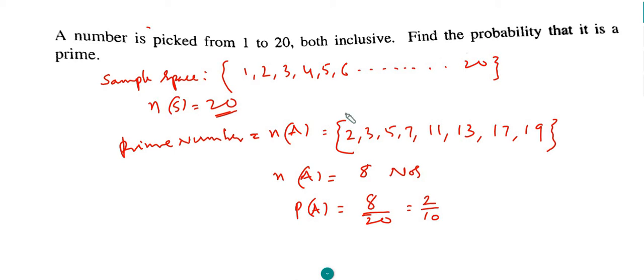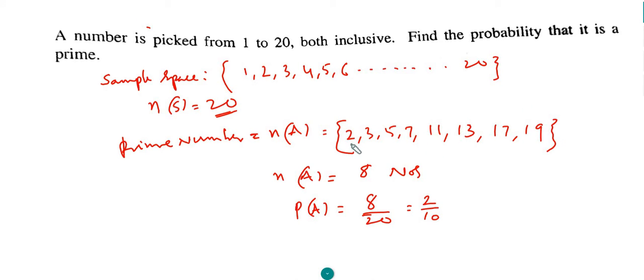We know what a prime number is. A prime number must be a number that is divisible by 1 and itself only. That means there should be only two divisors for the given number, itself and 1. So such numbers between 1 and 20 are 2, 3, 5, 7, 11, 13, 17, 19. Only these are there.